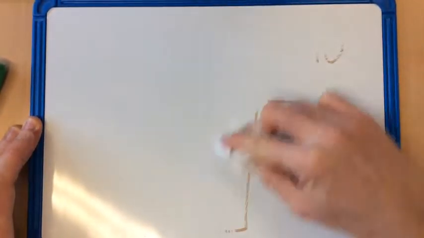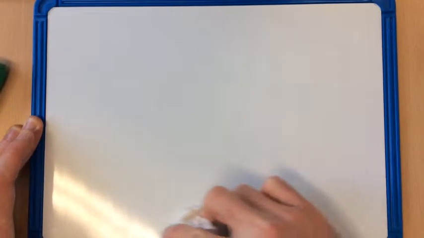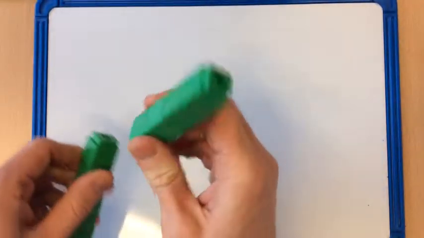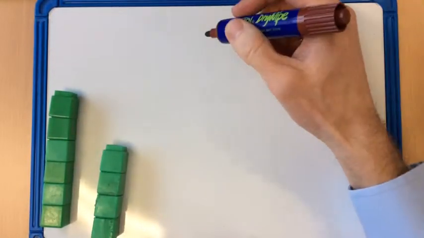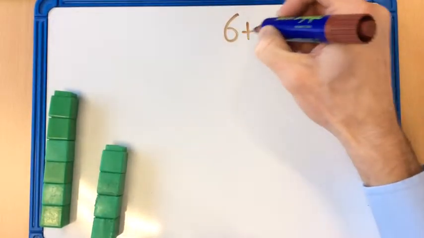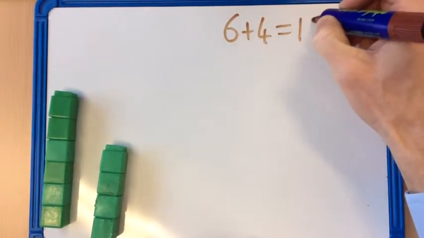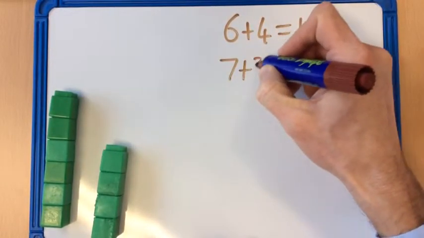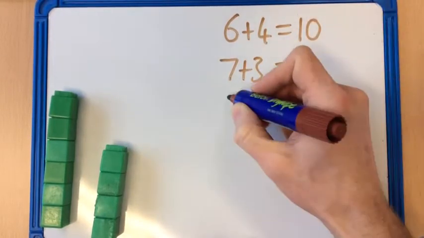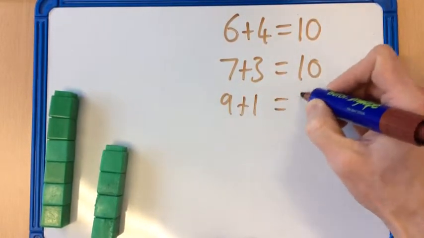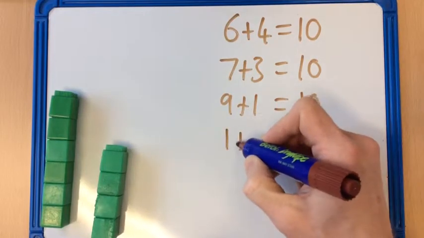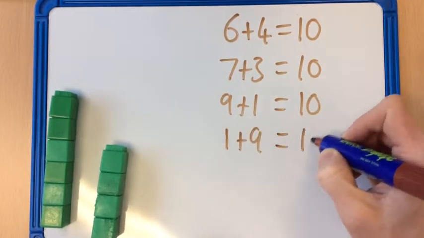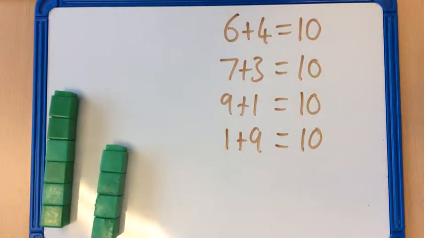So as the child is using the different Lego blocks or coins that you've given them to organise and investigate different groups, they're going to start making a list. So they found that 6 add 4 makes 10. They found that 7 add 3 makes 10. And 9 add 1 makes 10. They might even have found that 1 add 9 makes 10. And so on and so forth.